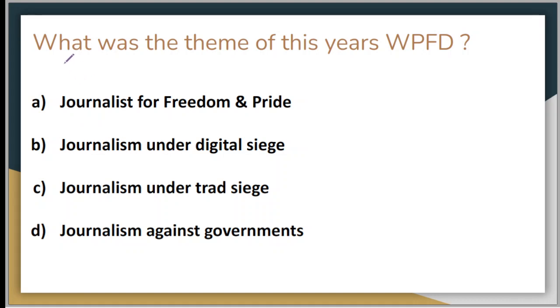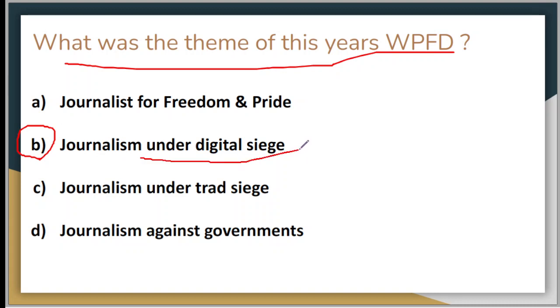Your next question is, what was the theme of this year's World Press Freedom Day? Every year, whenever World Press Freedom Day is celebrated, there is a theme which is set by Reporters Sans Frontieres, an organization which celebrates this day. So what is the theme? Your option A is Journalism for Freedom and Pride. Also, you might be aware that Pride Month is going on right now. Option B is Journalism under Digital Siege, option C is Journalism under Trade Siege, and option D, Journalism against Governments. So what is the correct answer? The correct answer is of course option B, which is Journalism under Digital Siege.